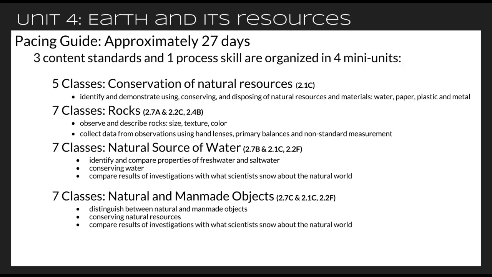The last unit we have is 7 classes of looking at natural versus man-made objects. So students should be able to tell the difference between a natural object and a man-made object, how to conserve them, and then again bringing in that process skill of 2.2F with comparing what the students are doing and what scientists know.